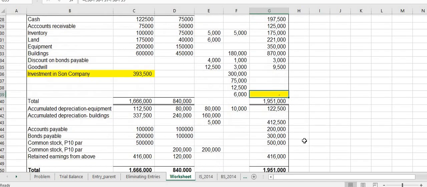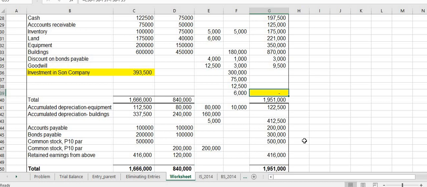Okay. As for the liabilities and owner's equity accounts, for accumulated depreciation equipment, we have 112,500 plus 80,000 less 80,000 plus 10,000. So this 80,000 na yung excess. Actually, i-amortize natin siya. So the first year, the amortization is 10,000. Okay? Yan siya. So the balance is 122,500. For the accumulated depreciation building, we have 337,500 plus 240,000 minus 160,000 minus 5,000. Actually, 412,500. Okay? So yung accounts payable natin is actually 200,000.